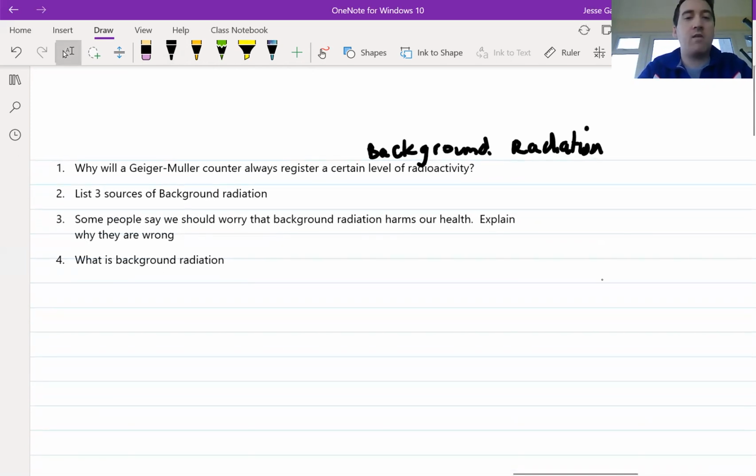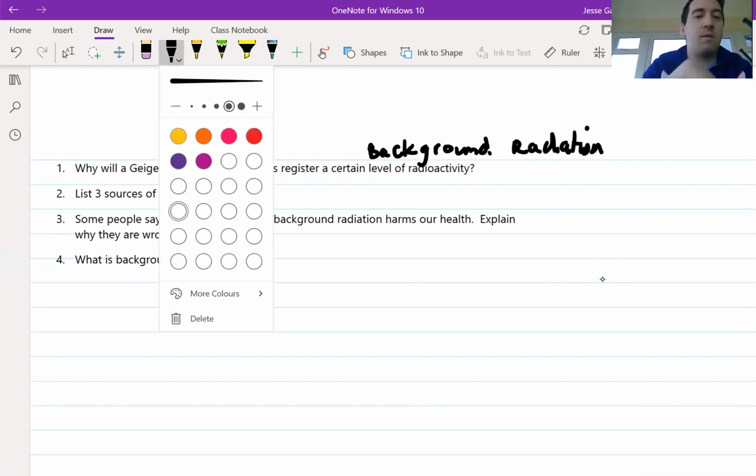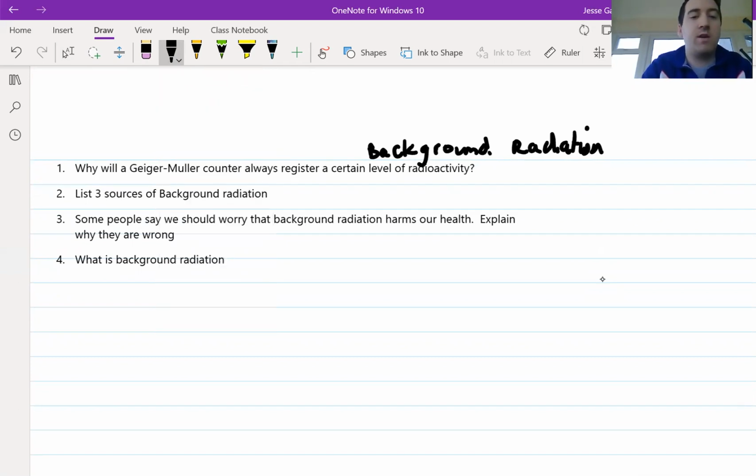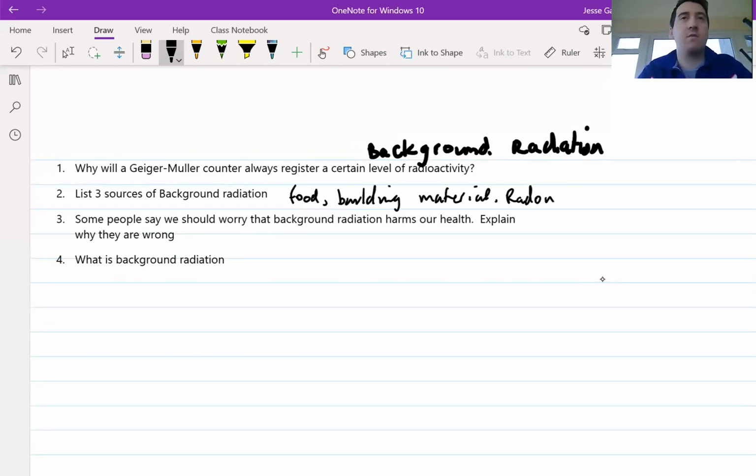There's 3 sources of background radiation. Okay, so hopefully you remember from the picture, we had food, building materials. One to remember for sure here is radon. We also have cosmic background radiation, radiation from the sun, X-ray machines, sterilizing machines, and radiotherapy machines for treating cancer. All right. We also have rock under the ground, which is a natural source of radiation.